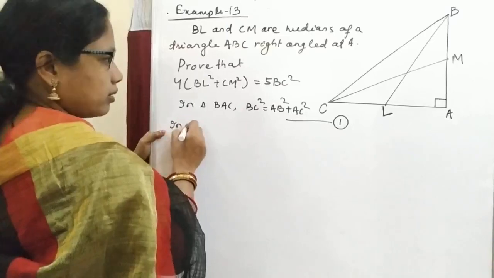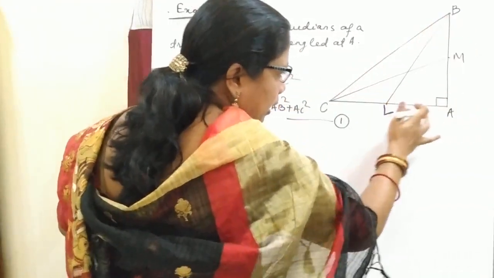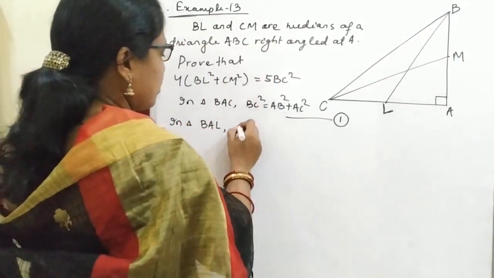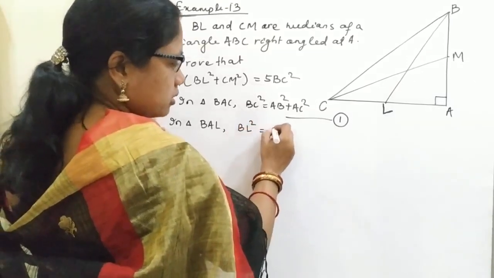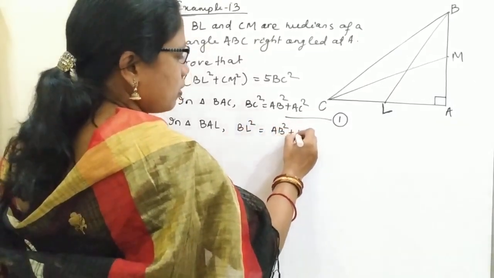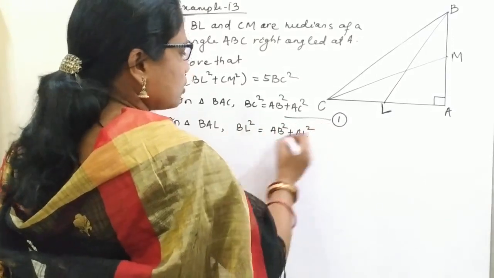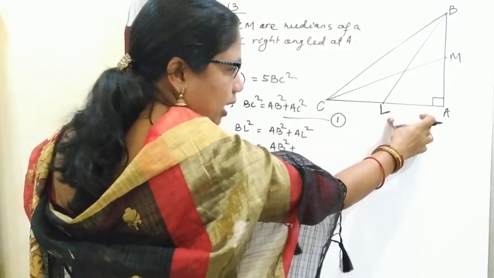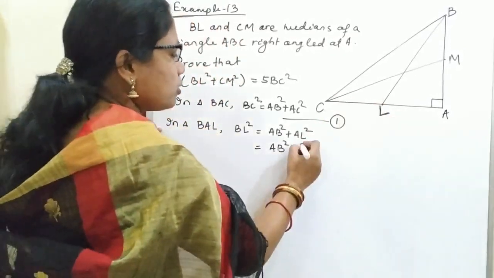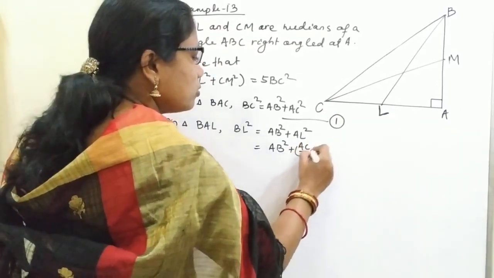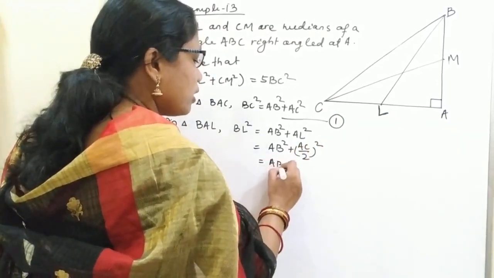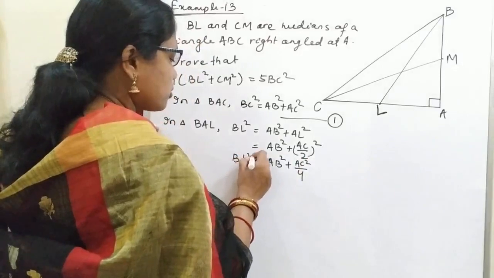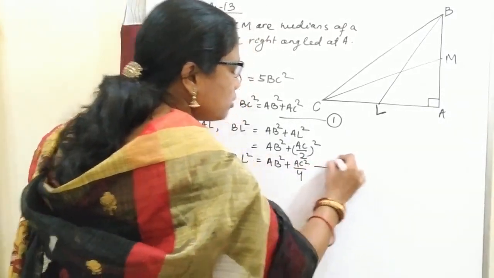Again in triangle BAL, the hypotenuse is BL. So BL square is equal to AB square plus AL square. I can write AL as AC by 2, so AC by 2 whole square. Or this is equal to AB square plus AC square by 4. So this is BL square. This is our equation 2.